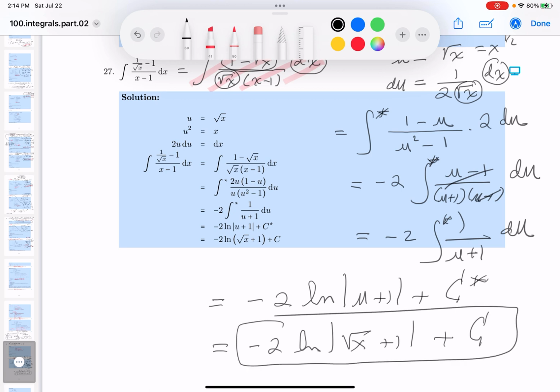By the way, the absolute value symbol can be removed if you like, but you don't have to. The reason being we're dealing with principal roots, and the root of x is going to be greater than or equal to 0. So greater than or equal to 0 plus 1 is always a positive number.